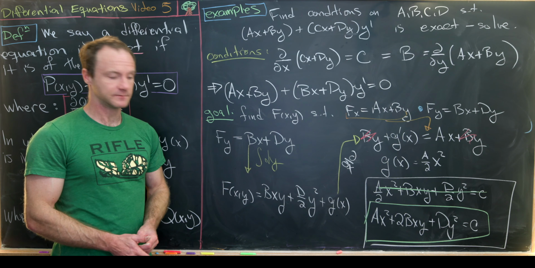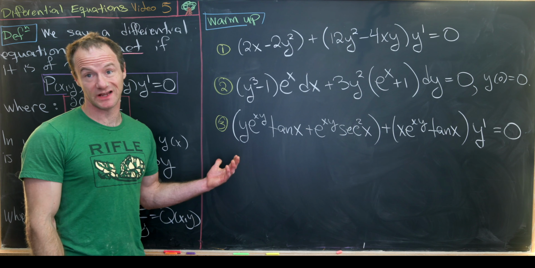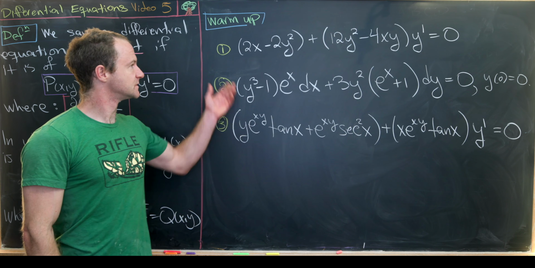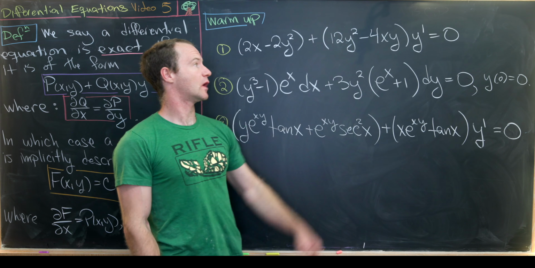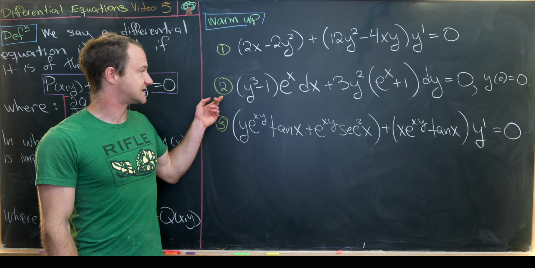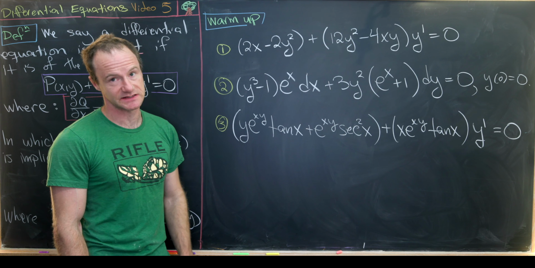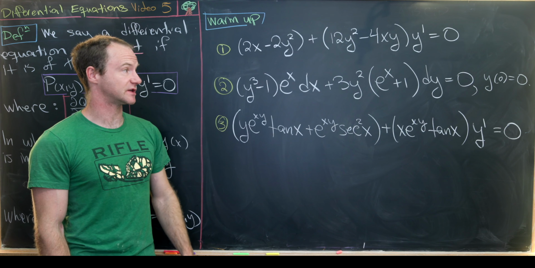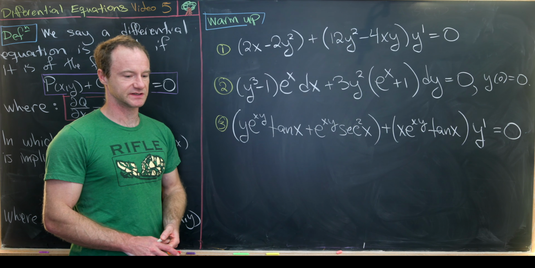Okay, now let's move on. So I've got 3 warm-up problems for you guys to practice what we went over today. So again, this is just solving exact differential equations. So the first is 2x minus 2y plus 12y squared minus 4xy times y prime equals 0. The second is an initial value problem. So we have y cubed minus 1 times e to the x dx plus 3y squared times e to the x plus 1 dy equals 0 with the initial condition y of 0 equals 0.